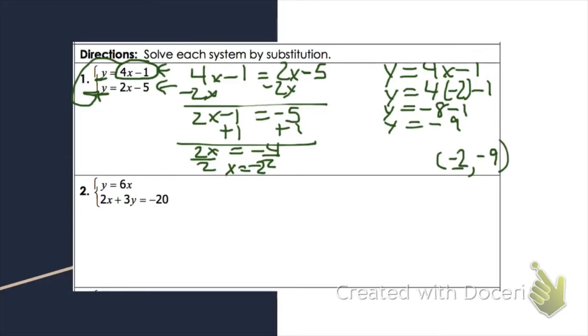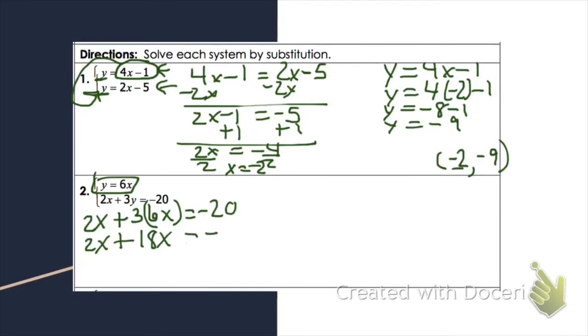So now we're going to move on to question number 2. In question number 2, again, they've already solved for Y for us because Y equals 6X. I'm just going to plug it into this equation, 2X plus 3Y equals negative 20, and I'm going to substitute the 6X in for the Y, since we know Y equals 6X. So 2X plus 3 times 6X equals negative 20. I'm going to solve. I'm distributing my 3 to the 6X, so 2X plus 18X equals negative 20.